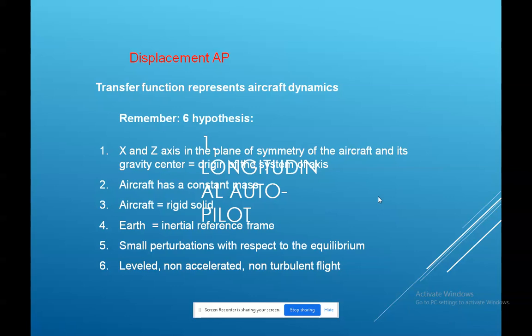The second one is constant mass; the mass value will be constant. Then the aircraft is a rigid solid, which refers to the physical body of your aircraft, that is, the aircraft weight. Earth is an inertial reference frame, and there are small perturbations with respect to the equilibrium, leveled, non-accelerated, non-turbulent flight. So these are the six points you have to keep remembering while calculating the transfer function for aircraft dynamics.